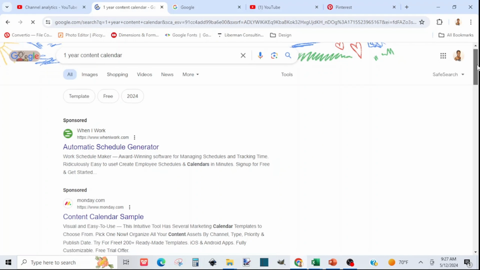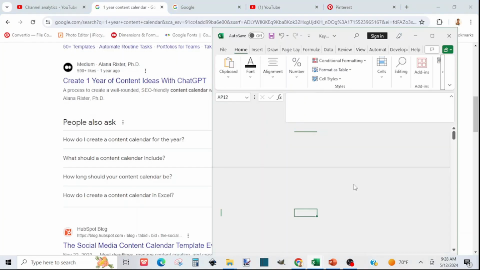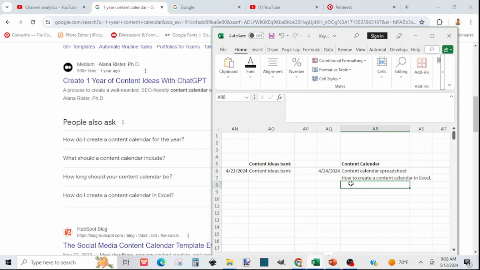Then I will see what questions people are asking. How do I create a content calendar for the year? I like that. How long should your content calendar be? How do I create a content calendar for the year? I like that as well, because in some way, that's what I'm doing. So I will write that down. I pretty much like to write down questions that I have answered for a content calendar for the year.